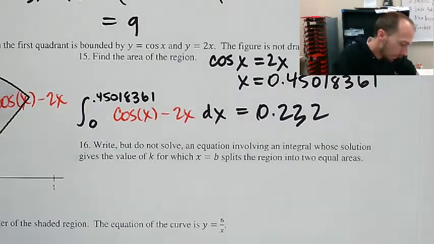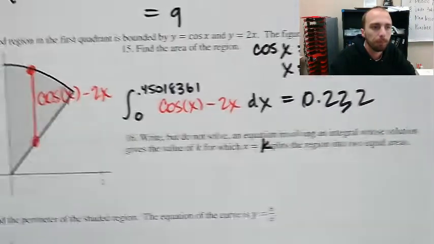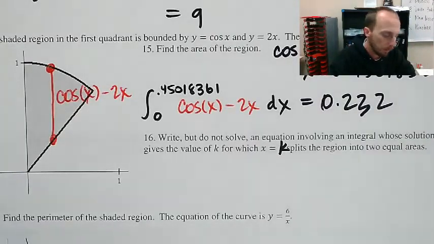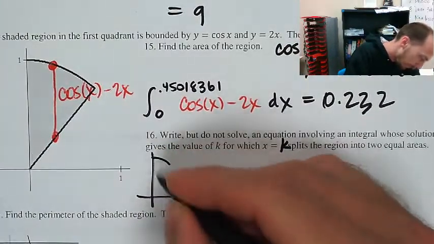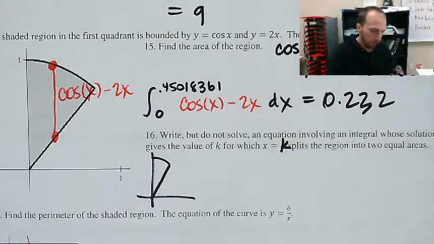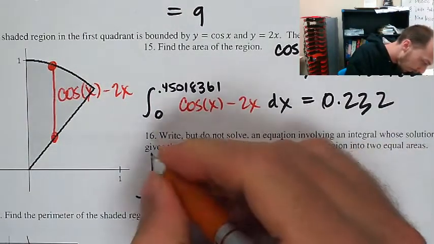Right, but do not solve an equation involving an integral whose solution gives the value of k for which x equals k splits the region into 2 equal areas. Okay. Well, that's pretty much like, I'll just try to give you a new sketch. That would be like, okay, x equals k is a vertical line.